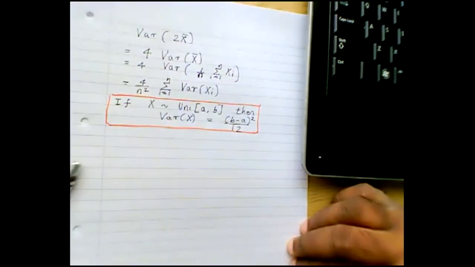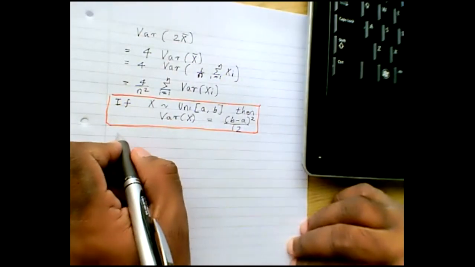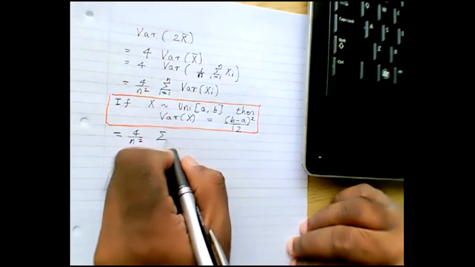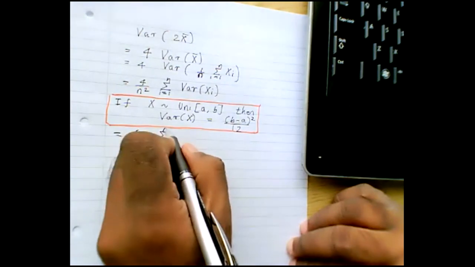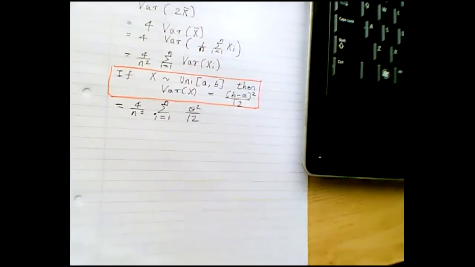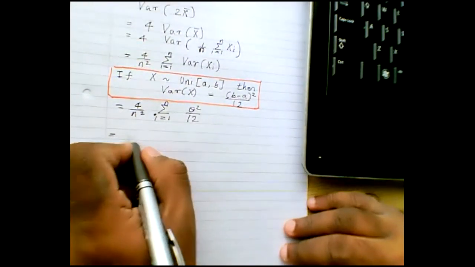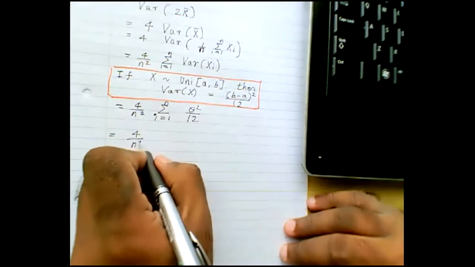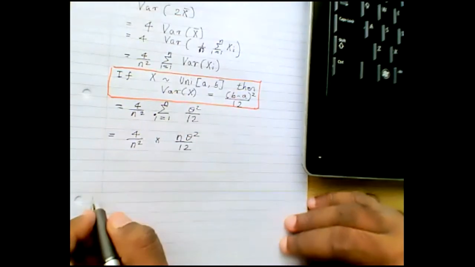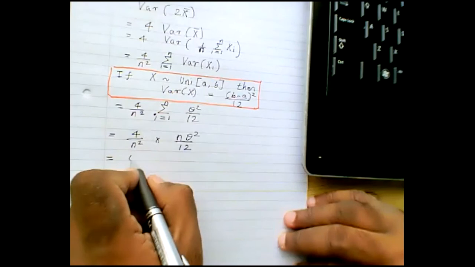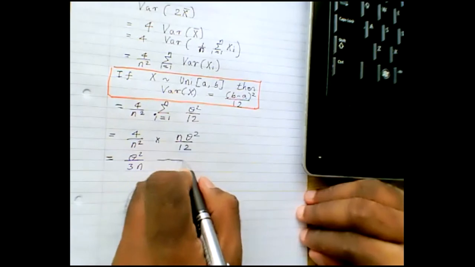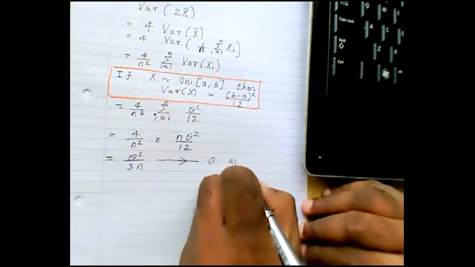So using this result, the variance of xi becomes theta squared divided by 12, right? Okay, now theta squared divided by 12 is a constant, so this is simply n times the constant, right? And this simplifies to theta squared divided by 3n. And as n goes to infinity, this goes to 0.